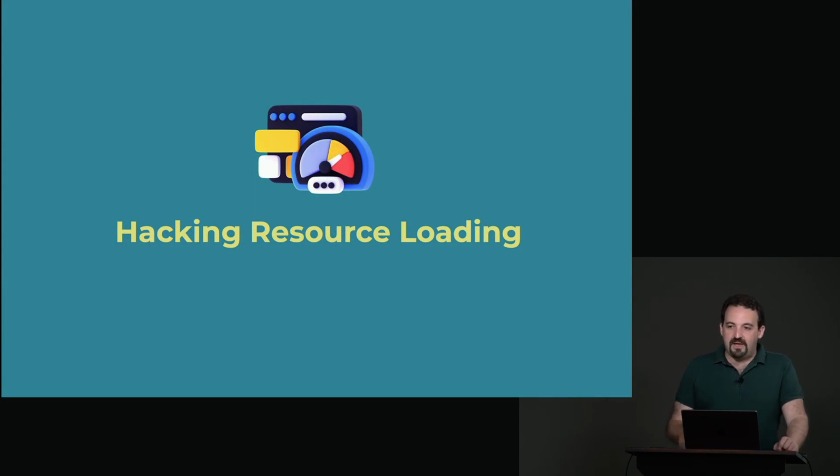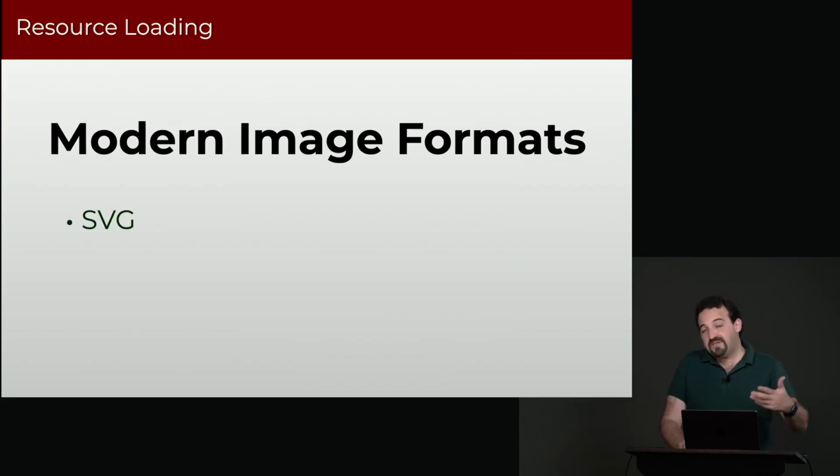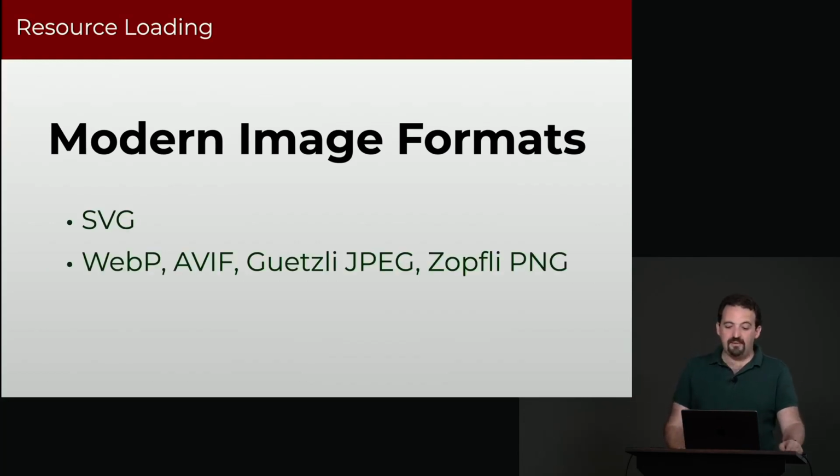So before the next break, hacking resource loading. Now let's say that the LCP is already there as soon as possible. We have already hacked a little bit our code to get our largest contentful paint as soon as possible. What about the rest of the content? Well, first, we should use modern image formats, not just PNG or JPEG. SVG can be one, but also we have WebP, AVIF, Guetzli JPEG, Zopfli PNG.